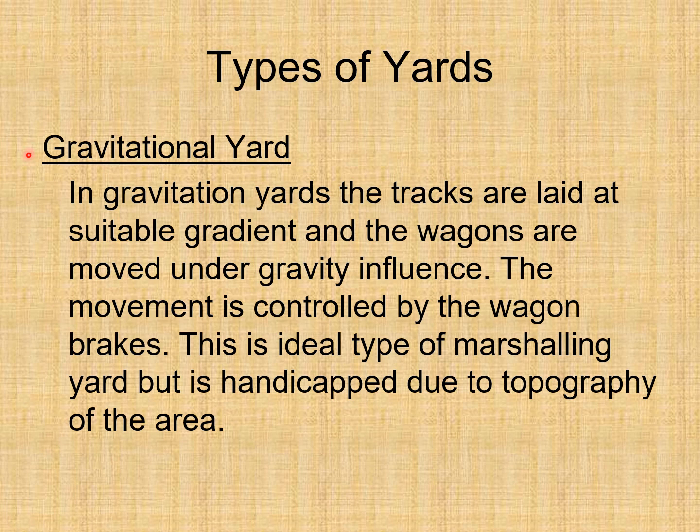Gravitational yard. In gravitational yard, the tracks are laid at suitable gradient and the wagons are moved under gravity influence. The movement is controlled by the wagon brakes. This is ideal type of marshalling yard, but it is handicapped due to the topography of the area.